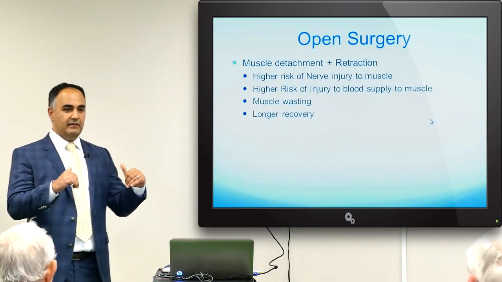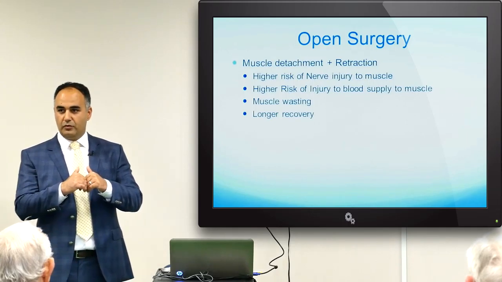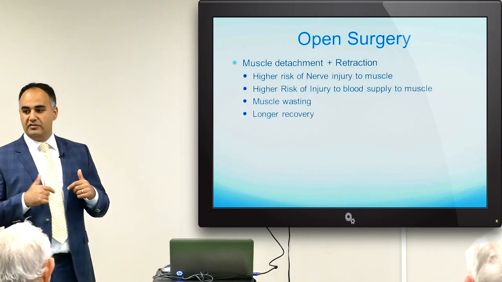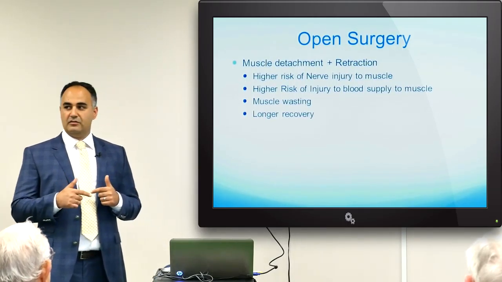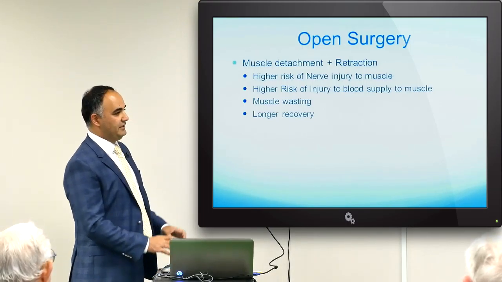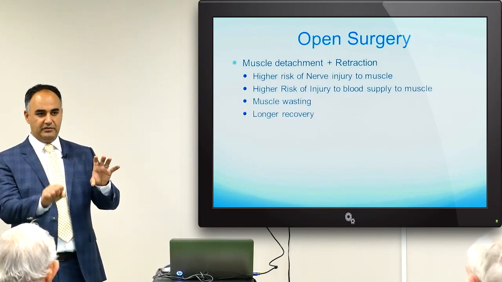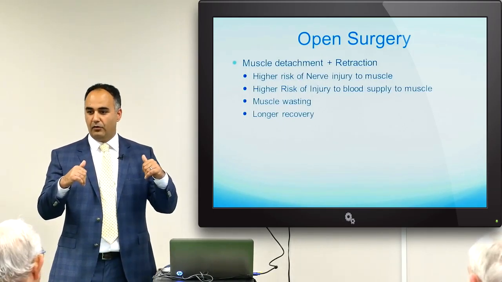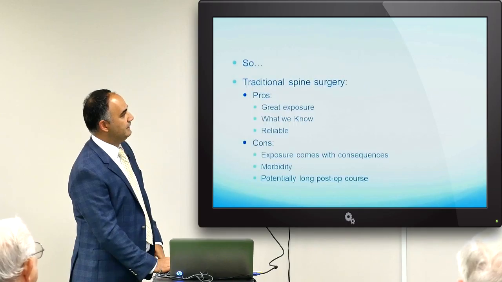Because the wider and longer I'm making this incision, the more muscle detachment there is, the more muscle retraction there is. And when you retract the muscle for so long, the nerves of the muscles get injured, and the blood supply to the muscle gets injured. And that leads to muscle wasting and longer recovery for the patient. They've actually done studies, it's very interesting, where they show an MRI before and after one of these spine surgeries. You can definitely see the muscle has completely turned into fat after a spine surgery, because you've de-innervated it by holding it out and pulling on it for so long, 3 hour, 4 hour surgeries.